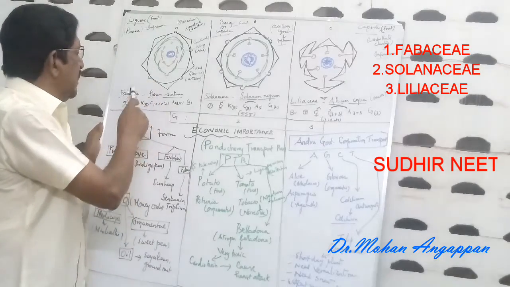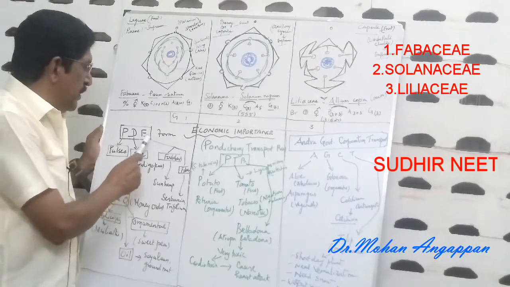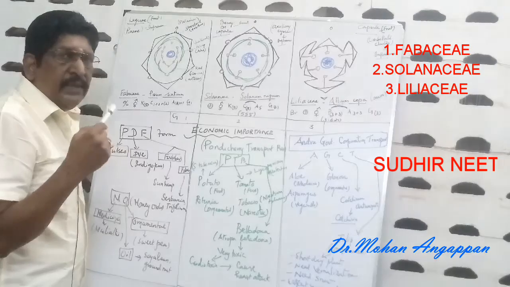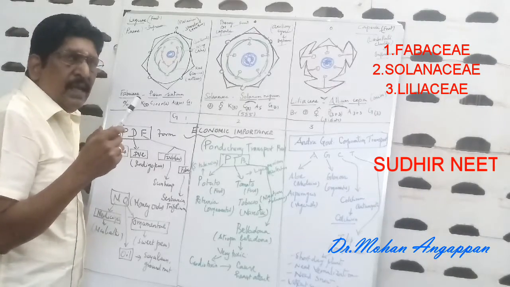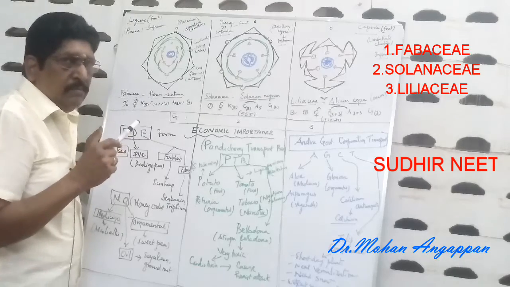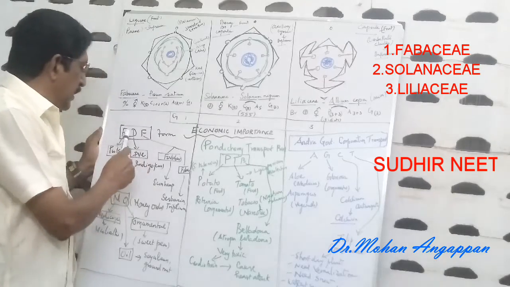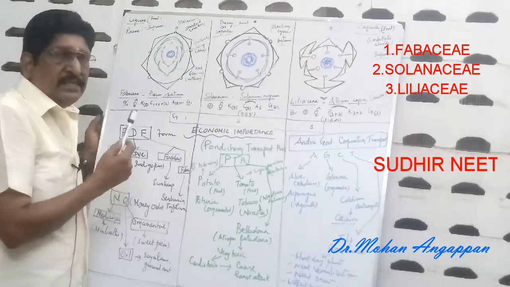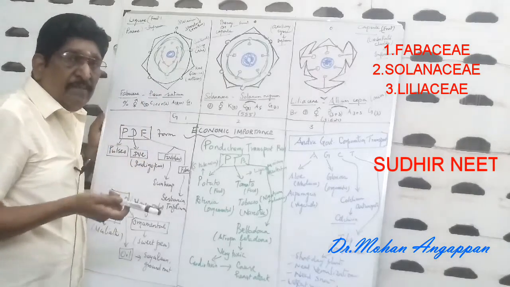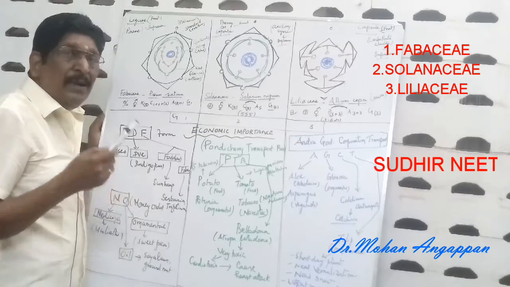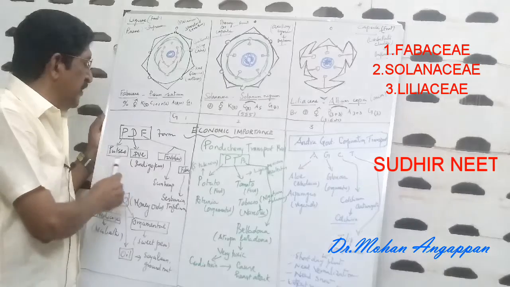First, let's take Fabaceae. For Fabaceae, you remember a term PDF. You know, we send the notes, etc. in the computer or the cell in PDF form. You remember the PDF form. The P represents pulses. So this Fabaceae is otherwise called the P family or pulse family, because all the pulses belong to this Fabaceae family.